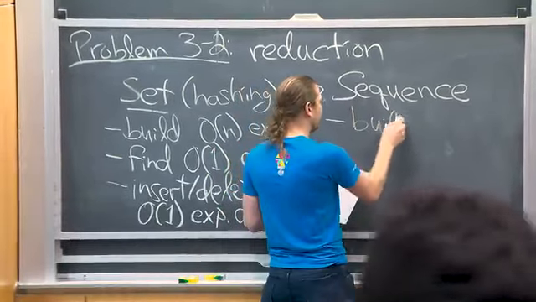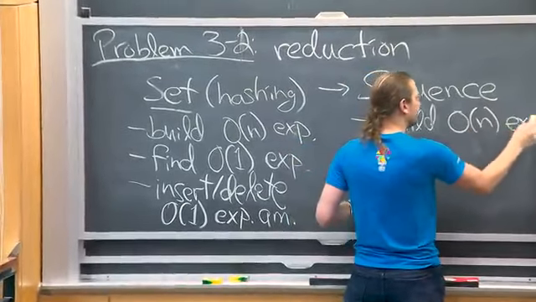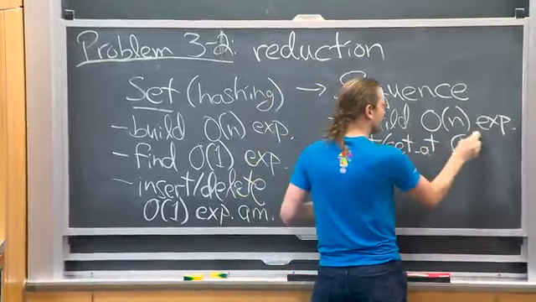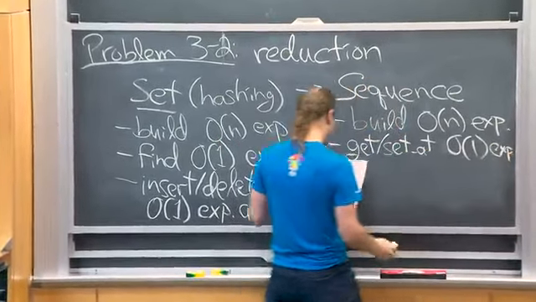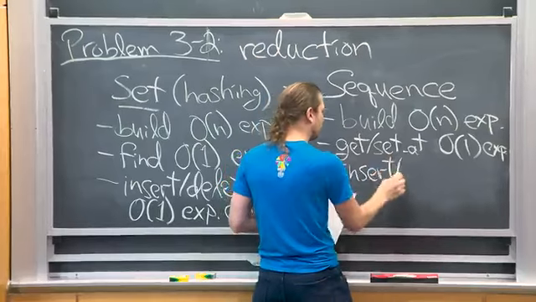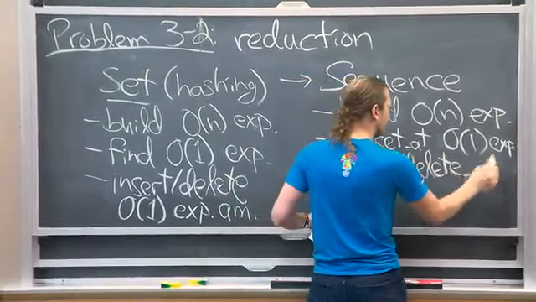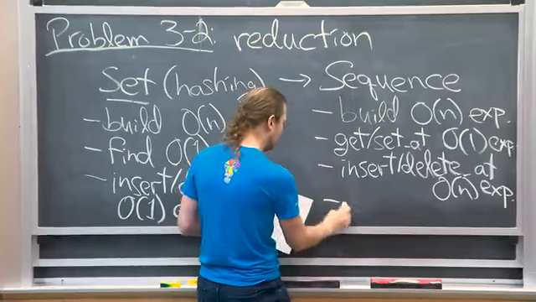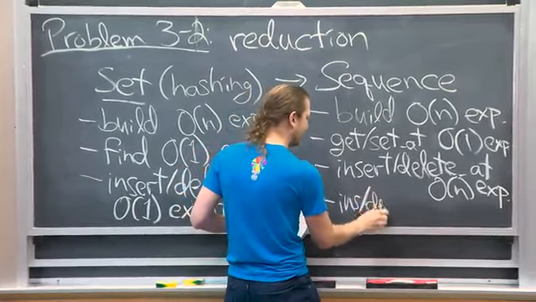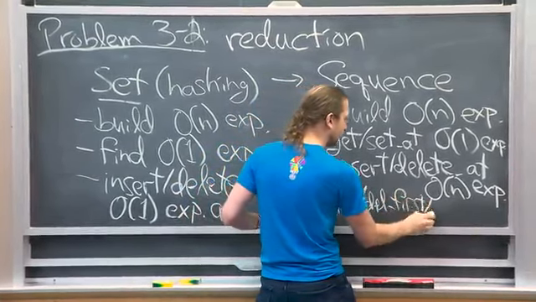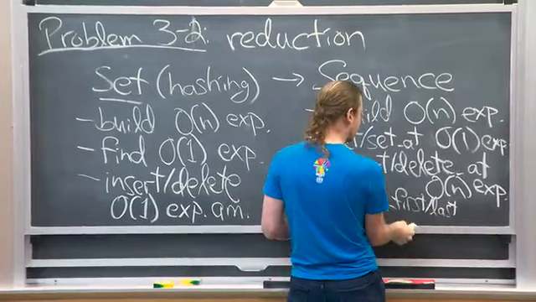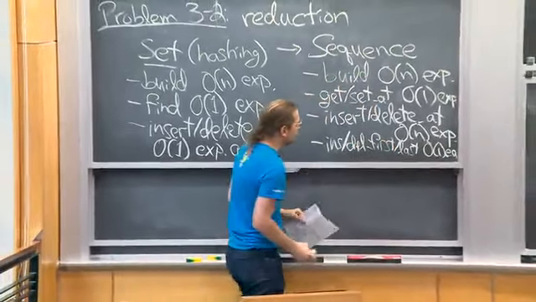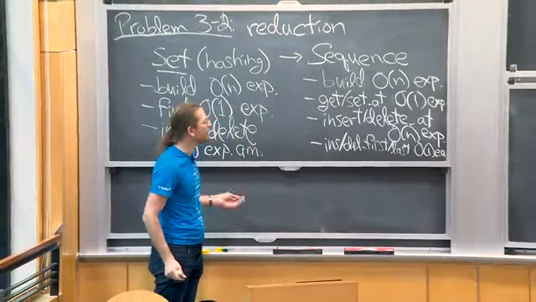So the specific bounds that we're told to achieve are: build in linear expected time; get and set at in constant expected time; insert and delete at in linear expected time; and insert and delete first and last in constant, expected, amortized time. Okay, so this is just what we're told to do.